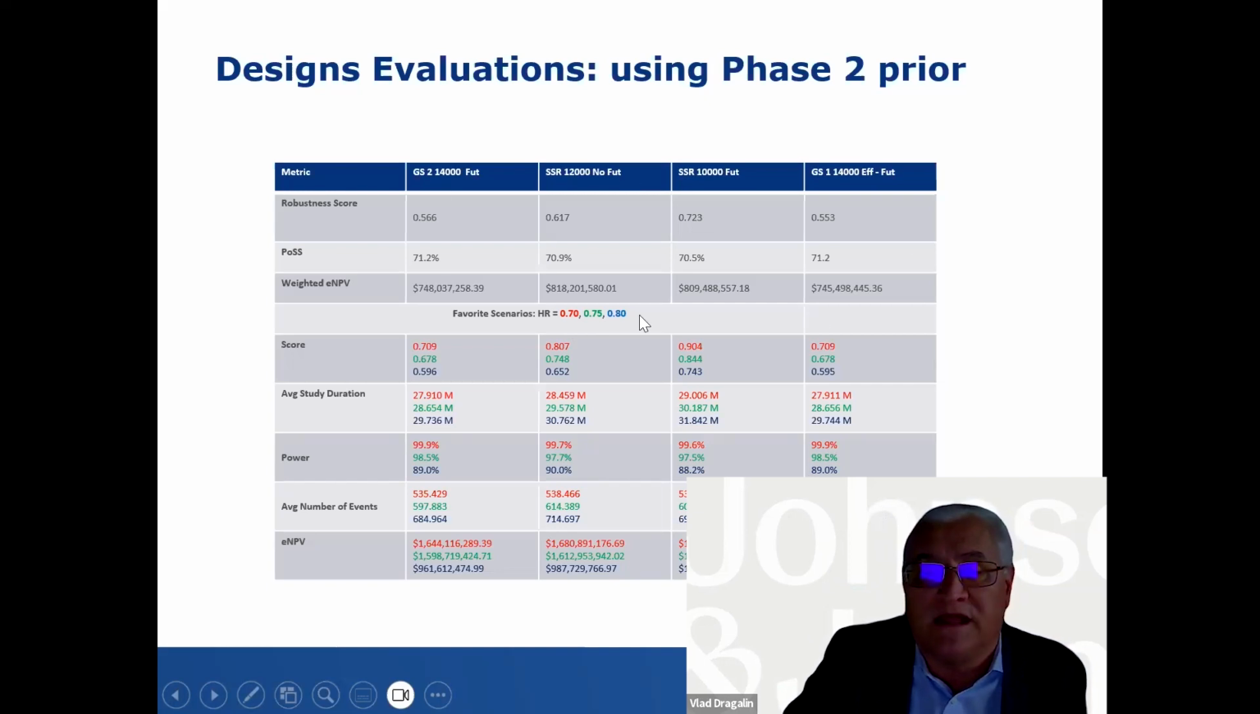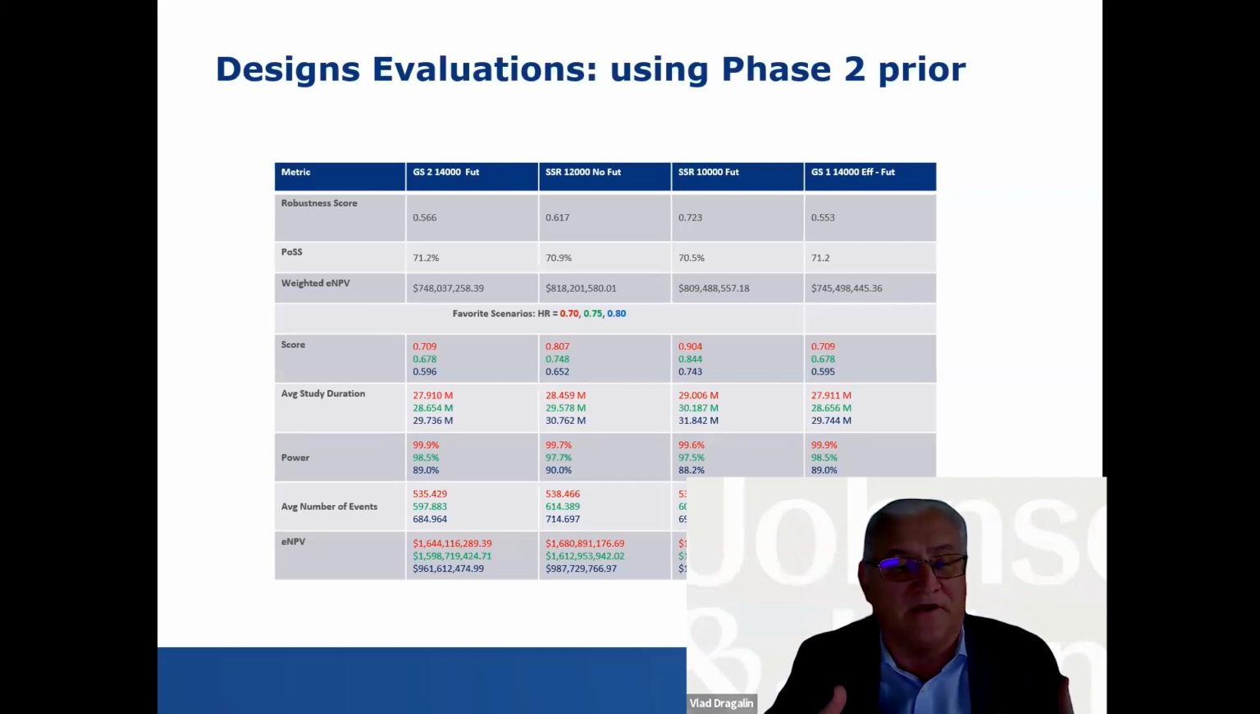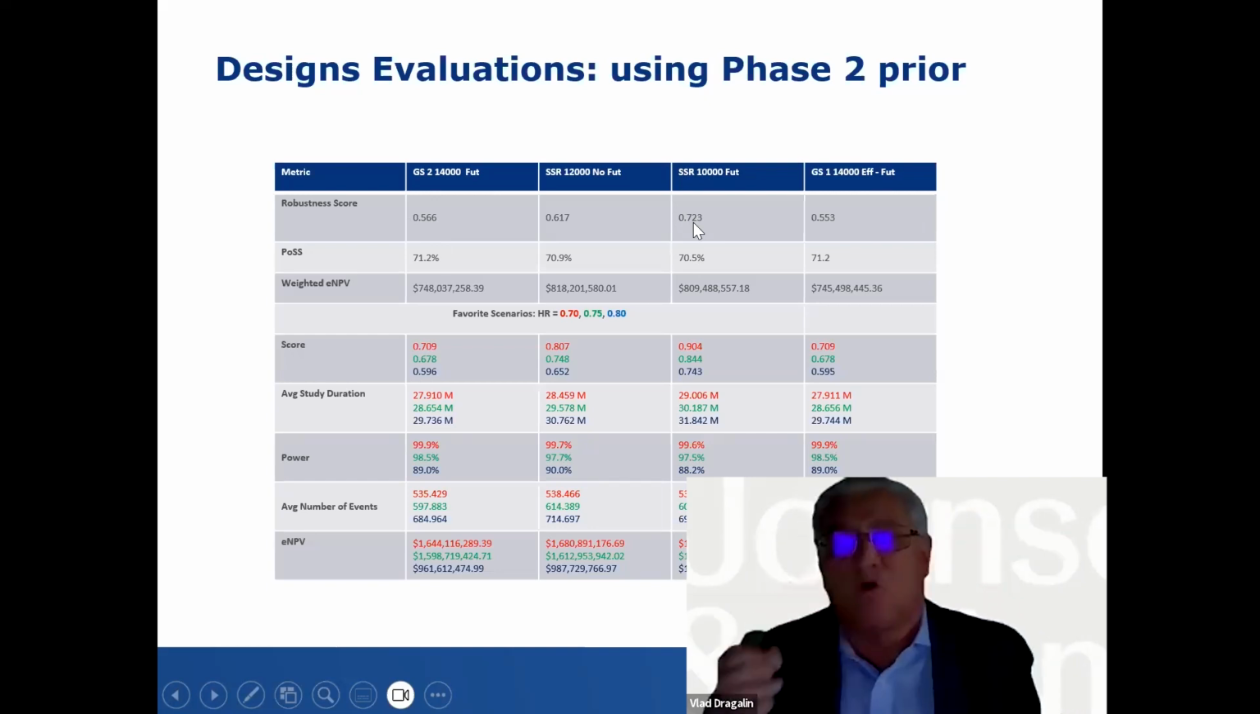So the first one is, like I told you, if you look across all scenarios, what is the average performance of a given design? And one such metric is called the robustness score. A high robustness score is very good. So you can see that if I just focus on that as a metric of performance, this design, sample size estimation with 10,000, is giving me the highest score.